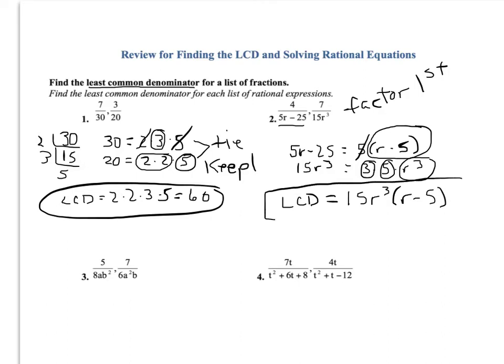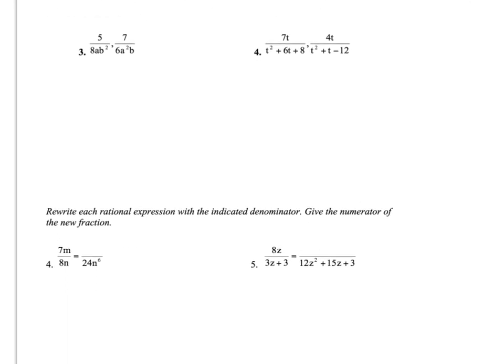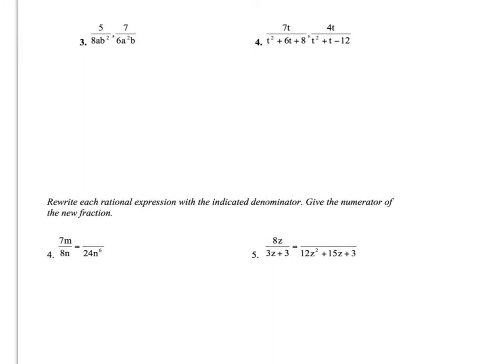If you choose to use the distributive property and multiply it out, that's okay, but it's also okay to leave it in factored form. If we go to number 3, what we see is another pair of monomials, but this time there are variables with exponents involved.